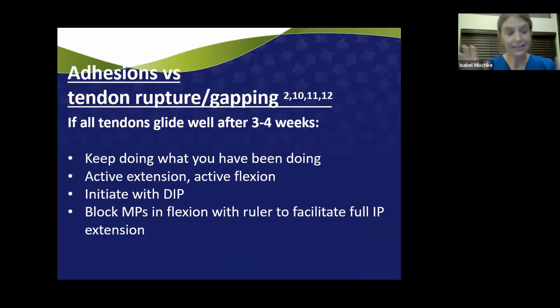Then, as we said, there's a tightrope between adhesions versus tendon rupture or gapping. So if all your tendons are gliding well after 3 to 4 weeks, so after you've done the 3 fingers, 2 fingers, 1 finger, and by 4 weeks you're nearly at touching the palm and everything is going well, the patient is able to extend well, the patient is able to flex well, keep doing what you've been doing. Don't try to add anything extra and think, now we need to move more, because then you might be at risk of either rupturing or gapping your tendon.